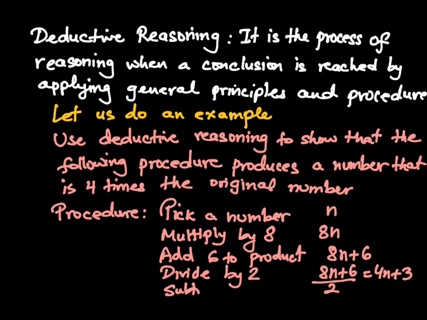Then subtract 3. So you're subtracting 3 from the expression, which gives you 4n plus 3 minus 3. So in the end, you're going to get 4n, right? So did the procedure produce 4 times the original number? Yes, it did, right? When you do this process and it makes the whole thing work, that's called deductive reasoning, okay?